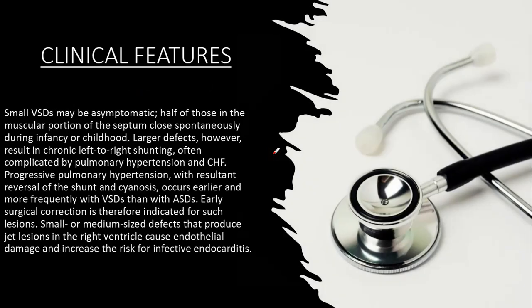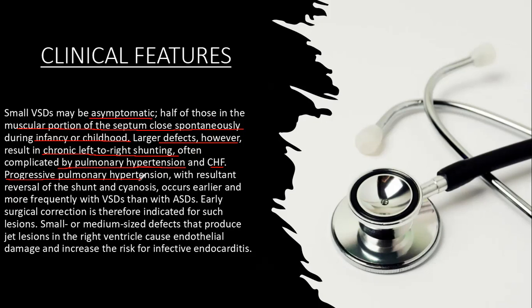Now, clinical features of VSDs. Now, they may be asymptomatic. 50% of those in the muscular portion of the septum close spontaneously during infancy or childhood. Now, larger defects, however, usually result in chronic left to right shunting, often complicated by pulmonary hypertension and right-sided congestive heart failure.